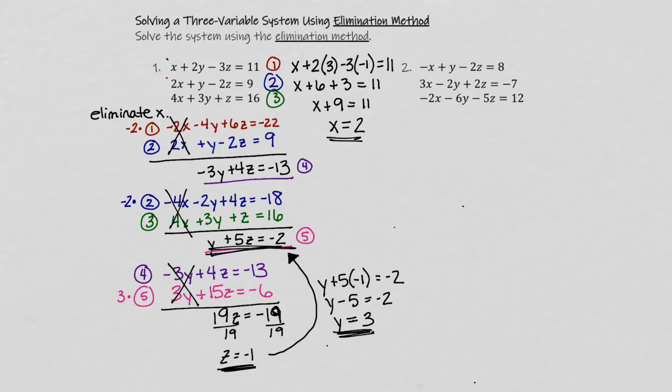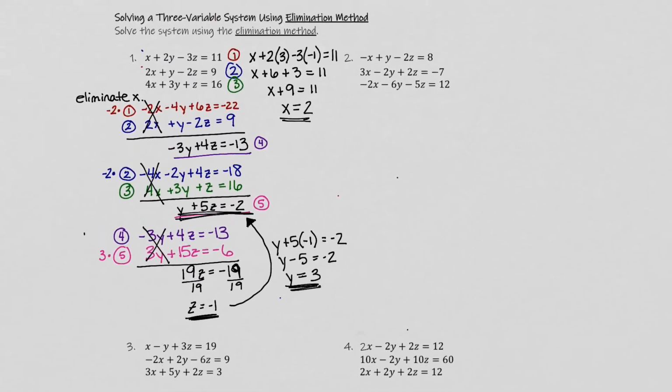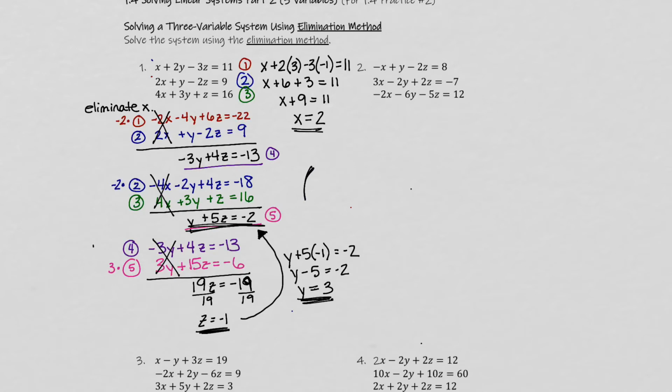So now I have found all three variables. I have x, I have y, I have z, but you write your final answer here, if I can zoom out here somewhere, write it as a point. You have 2 is the x value. It's always x, comma, y, comma, z. Just like our other points when we did the two variables was x, comma, y. So we said y was 3 and z is negative 1. So this is my final answer.